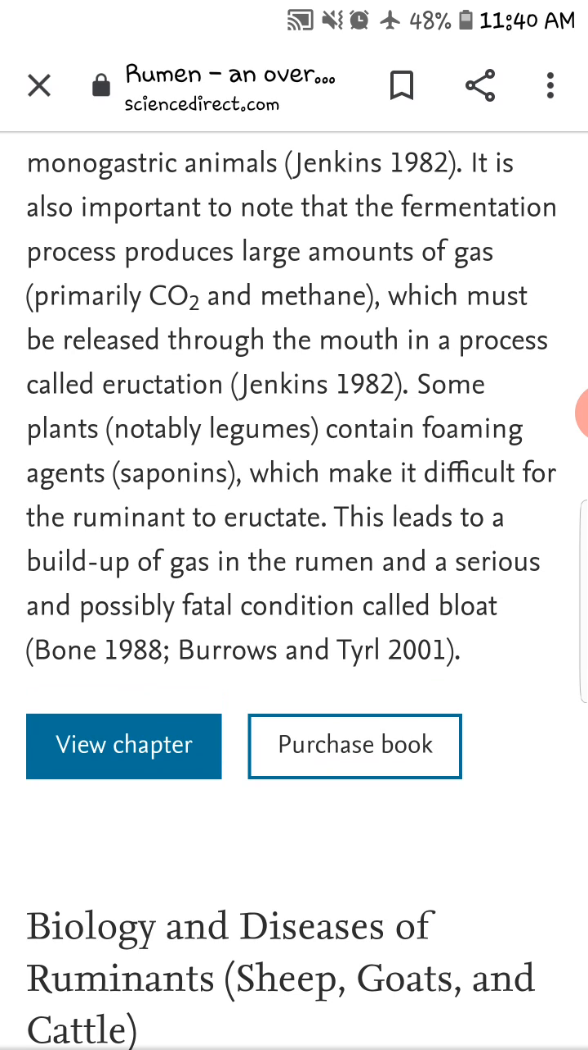And in the last, I am giving a hint about the anti-foaming agent called Blotacyl, which contains sodium lauryl sulfate, which helps in removing the froth formation in the rumen.